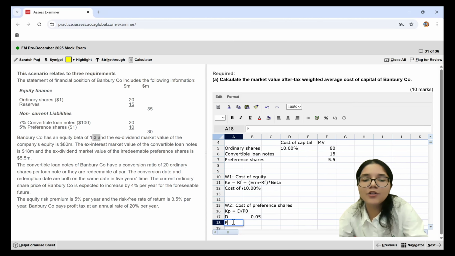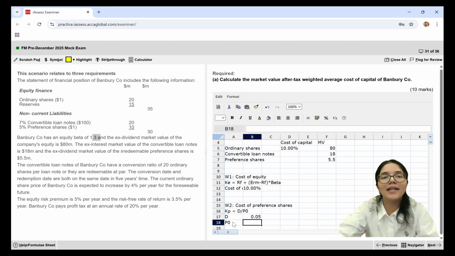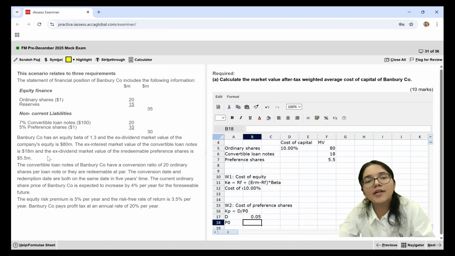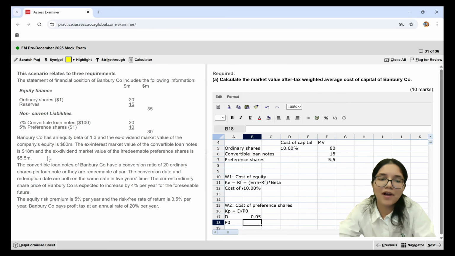But now I also need to know the P0. So for finding out P0, I am given the total market value of the preference shares, which is $5.5 million. Now, if I divide this by the number of shares, I will be able to find out the value of one share. So how can I find out the number of shares? 10 million is the total value and $1 is the nominal value. That means the number will be 10 divided by 1. That is 10 million shares.